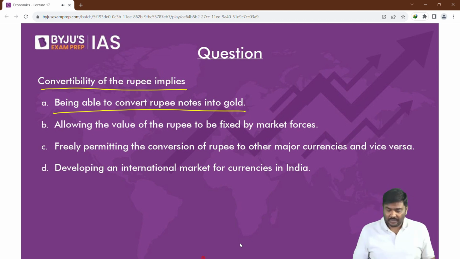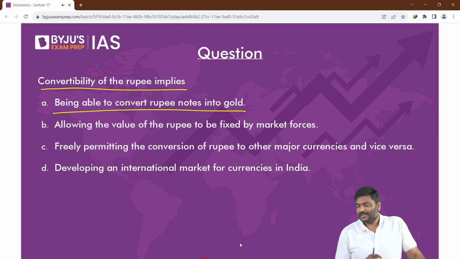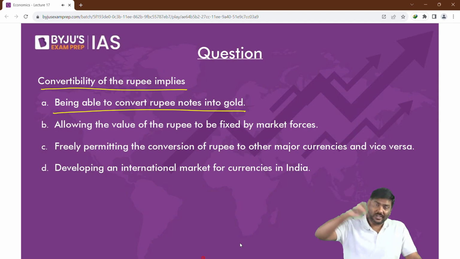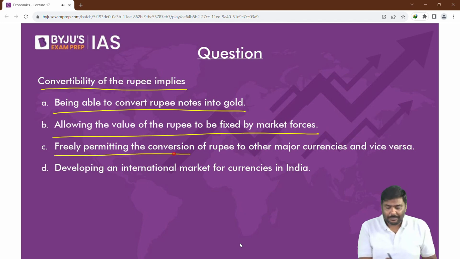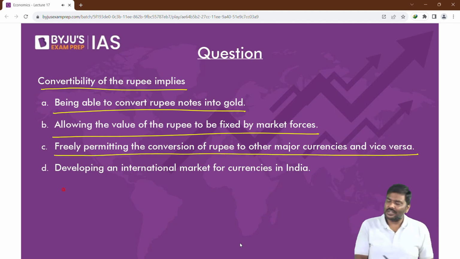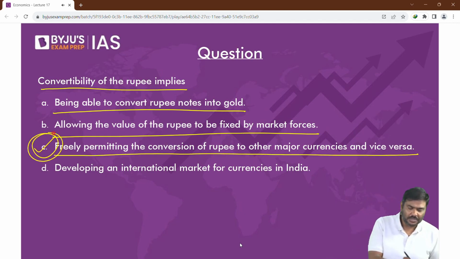Okay. 75% have answered correctly. I'm happy. Convertibility of the rupee implies what? Being able to convert rupee notes into gold. No, that is not convertibility. Did we discuss the concept of convertibility? Let me know. Did we discuss the concept of convertibility? That is how freely you are able to convert your domestic currency into foreign and vice versa.